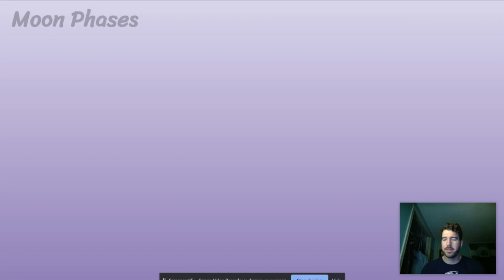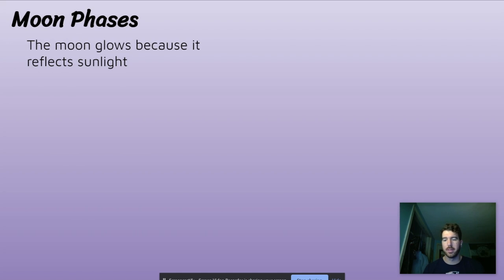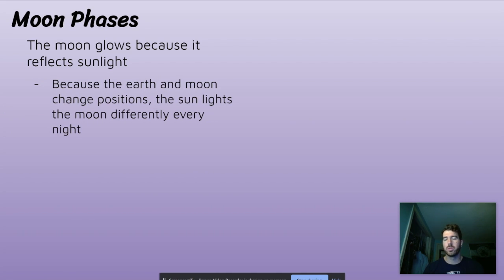So the moon obviously isn't a light bulb. It doesn't generate its own light. What it does is it reflects the sun's light. And like I said in the previous slide, we see the same side of the moon all the time. So the side we see is the near side, and then the side we don't see is called the far side, and we often refer to that as the dark side of the moon. So the moon glows because it reflects the sun's light.